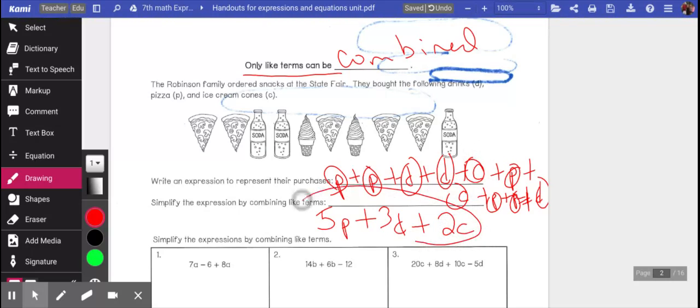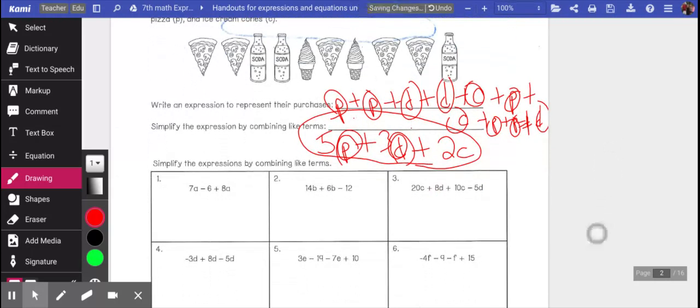And then we're done. We can't add those numbers up because they're all separate. So if you think of those letters as maybe representing their price, we can't add it up because the pizza is going to cost different than the drink and the cone. So this would be like 5 pieces of pizza at whatever price. Same with the drinks. So we cannot add those up because they might not be the same.